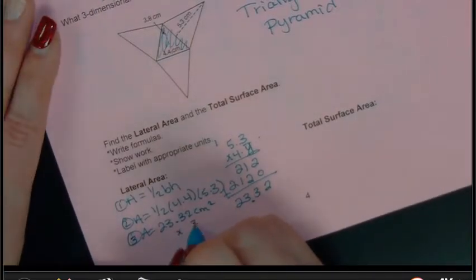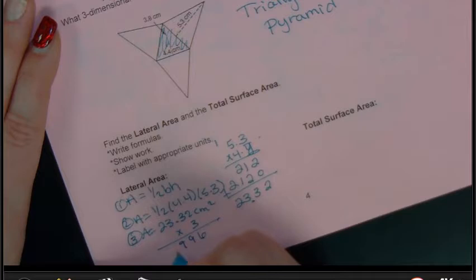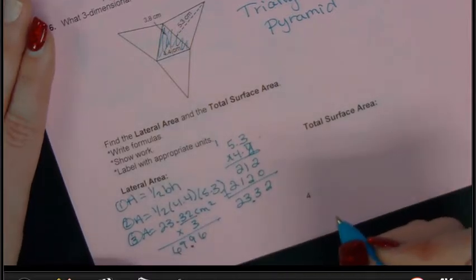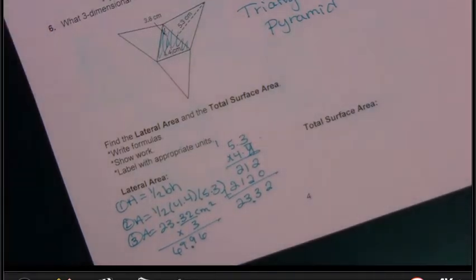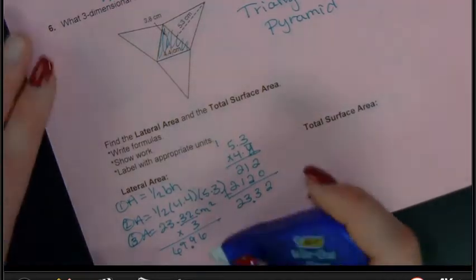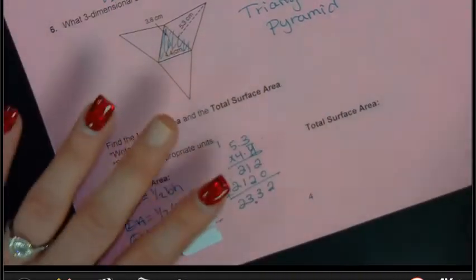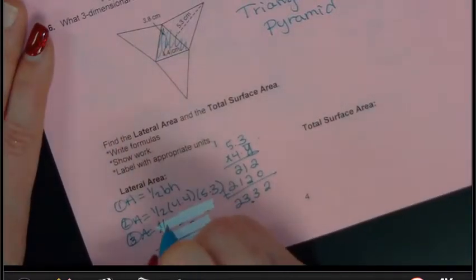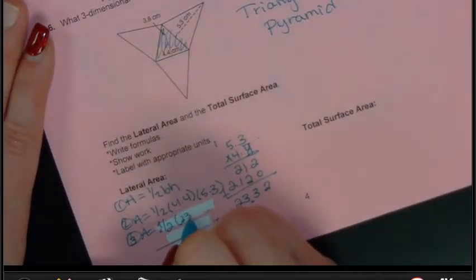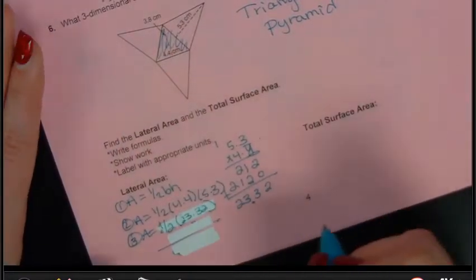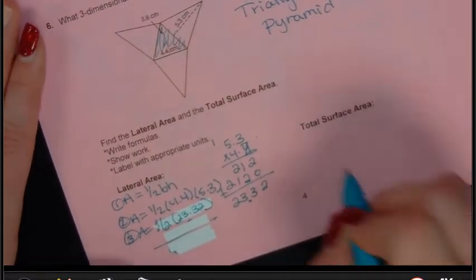Now, how many sides do I have in total? I have 3, so I need to multiply that by 3. 3 times 2 is 6, 3 times 3 is 9, 3 times 3 is 9, 3 times 2 is 6, and I have 2 decimal places. Did I do that right? No, I did not. I messed up. I forgot to divide it by 1/2. I was just going straight into it. So 23.32. Okay, well, I need to divide this by 2.